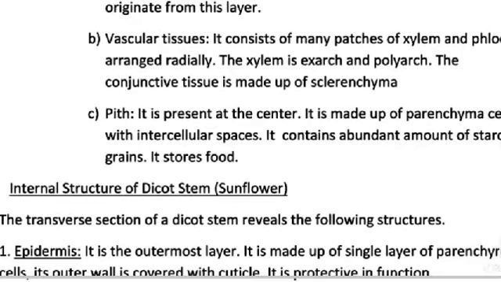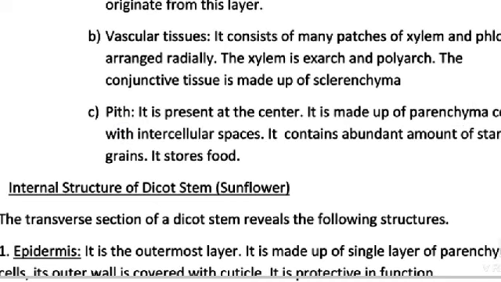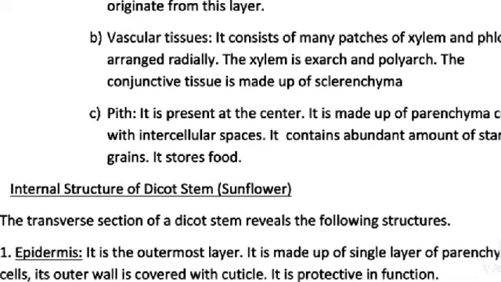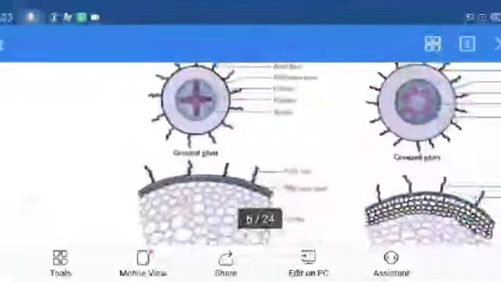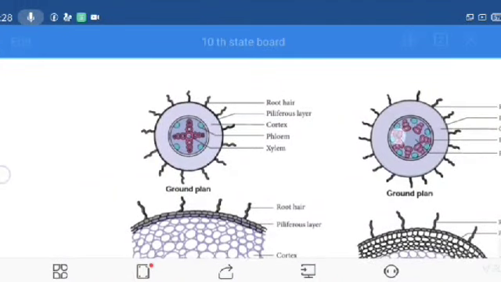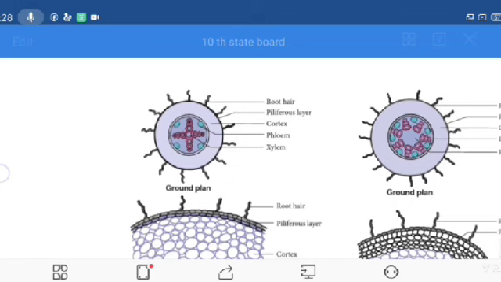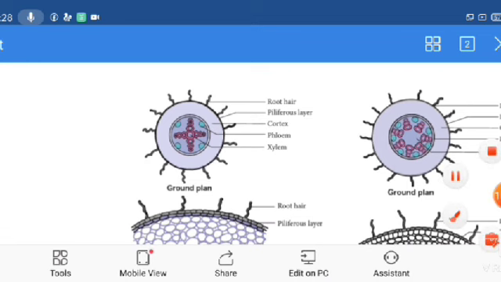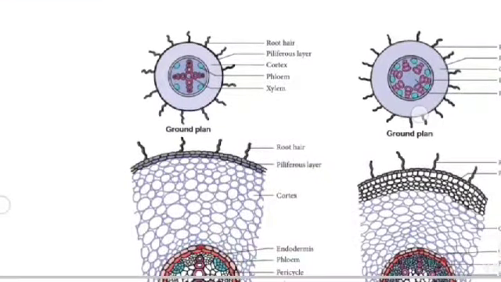Pith. It is present at the center. It is made up of parenchyma cells with intercellular space. It contains abundant starch grains. It stores food. See the picture. The monocot root transverse section.